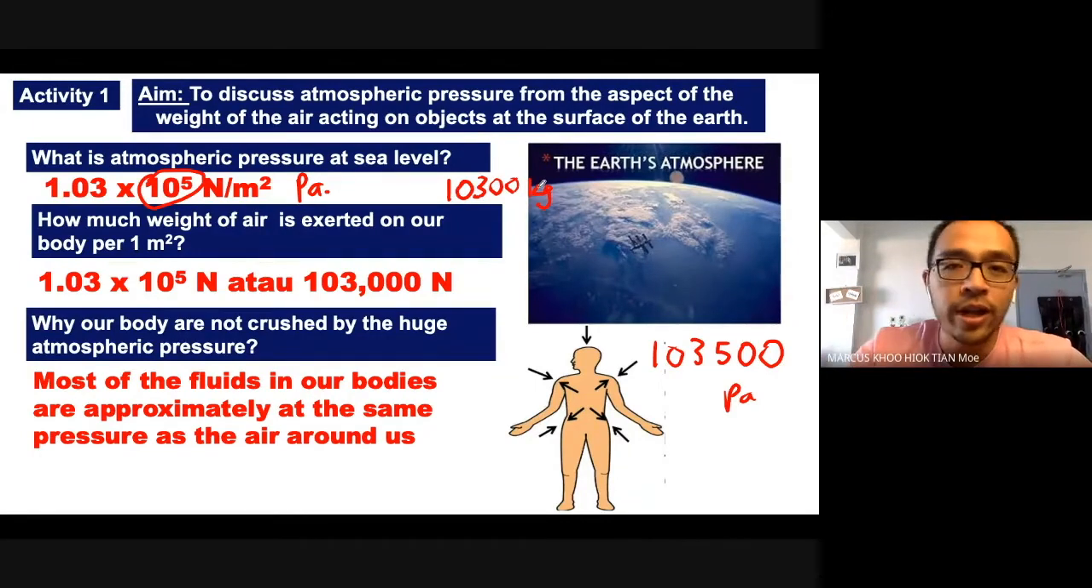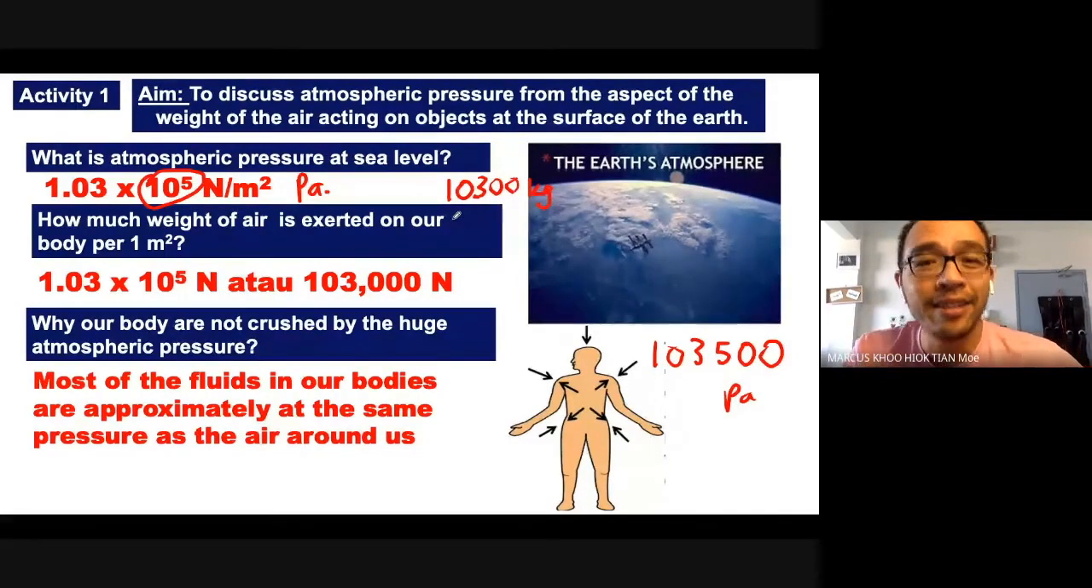10,300 kilograms. Sorry, saya bahagi dengan 10. Actually, you're supposed to divide by 9.81. But 103,000 newtons is about 10,000 kilos of air on you. Okay, kamu mengangkat beg sekolah kamu yang tidak sampai 30 kilo pun kamu mau komplain. Bayangkan the amount of air on you is about 10,000 kilos. Okay, and you want to tell me that you cannot handle pressure. It's totally fake.